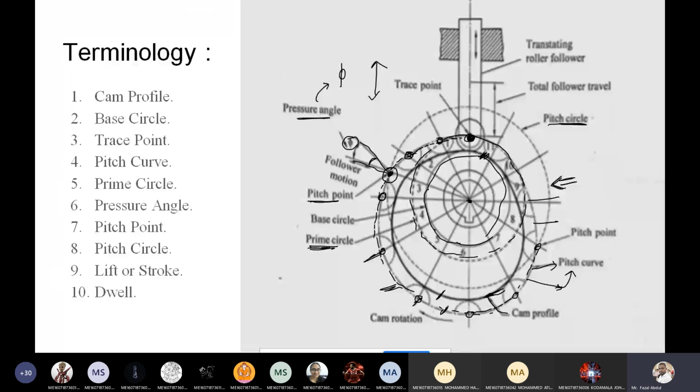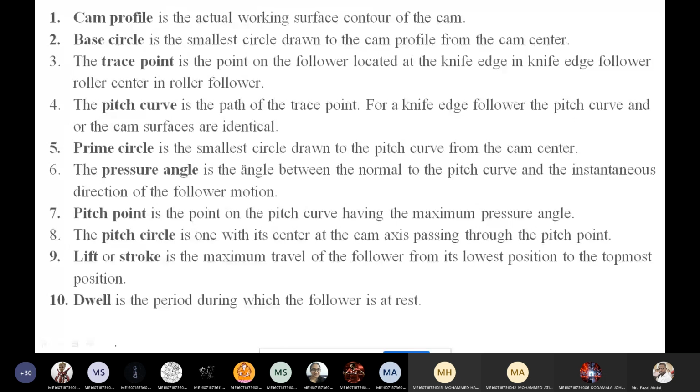This is the lowest position of the follower, whatever position you are seeing on the screen. When it reaches the maximum topmost position, at this time the follower has lifted to the topmost position. The topmost position is known as lift or stroke.